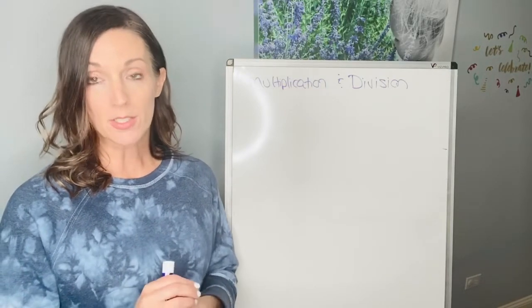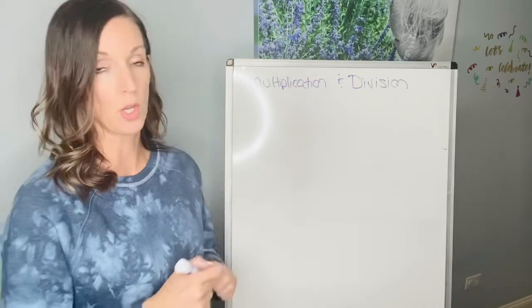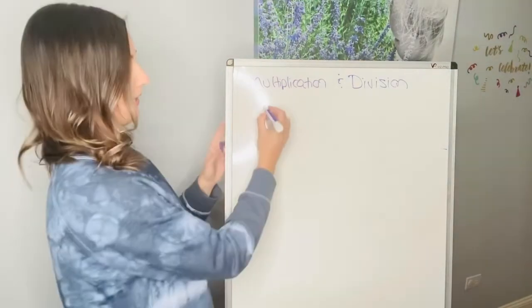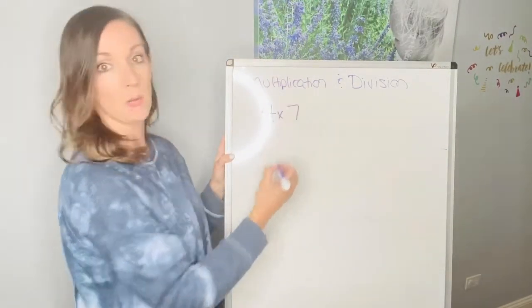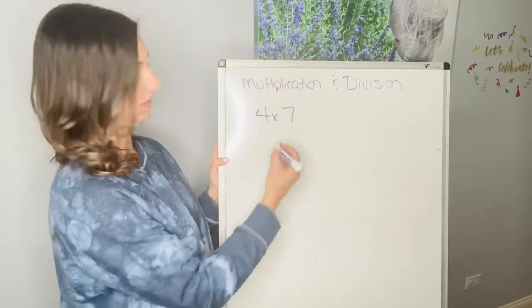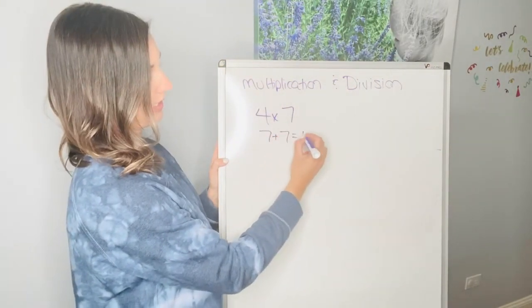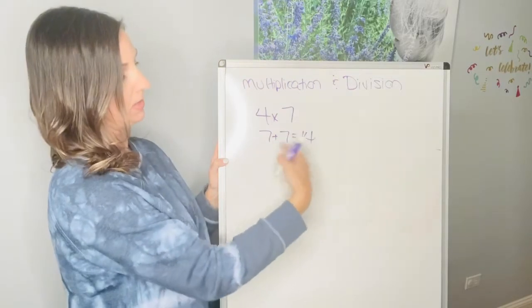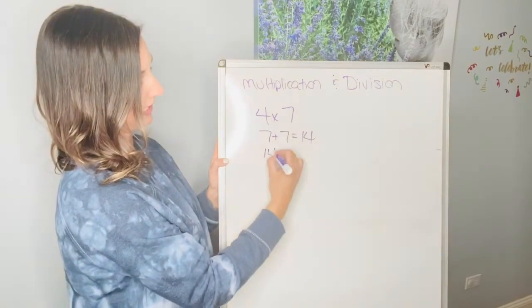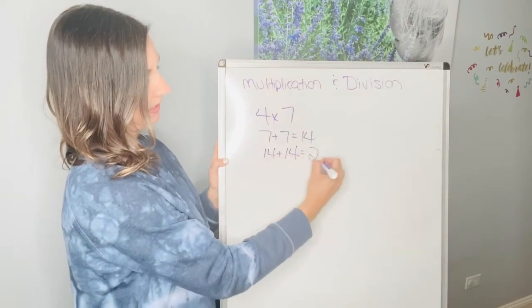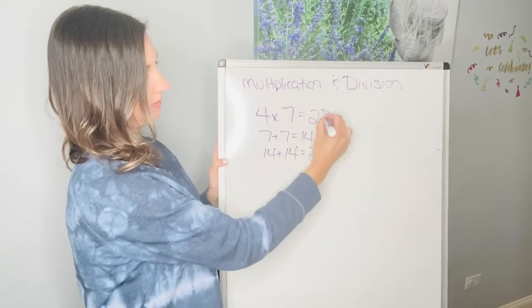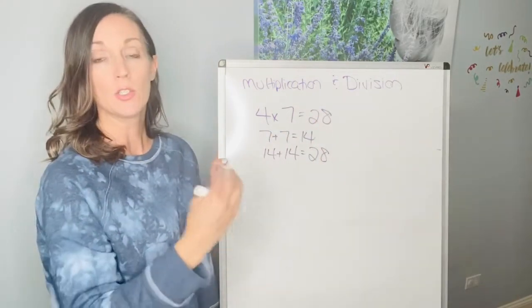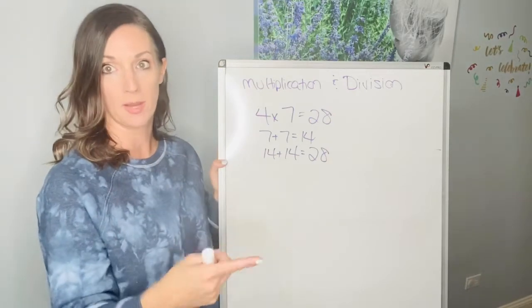Remember 4s, the trick is double the double. So if you have to do, say, 4 times 7, the trick I want you to know is double 7. So 7 plus 7 is 14. That's 7 times 2, right? But double the double. So now you're going to do 14 plus 14, and you get 28 because 4 times 7 is 28. So if you know that trick for 4s, double the double.